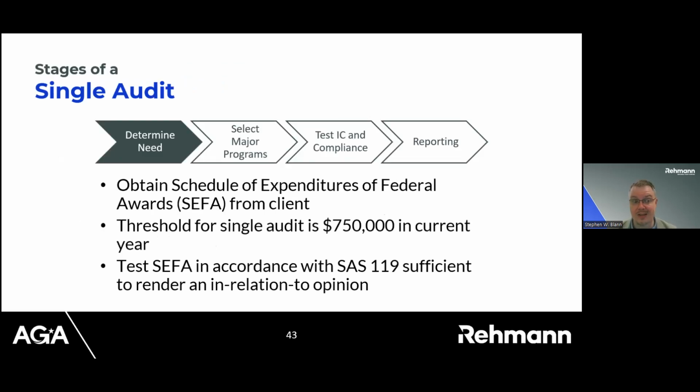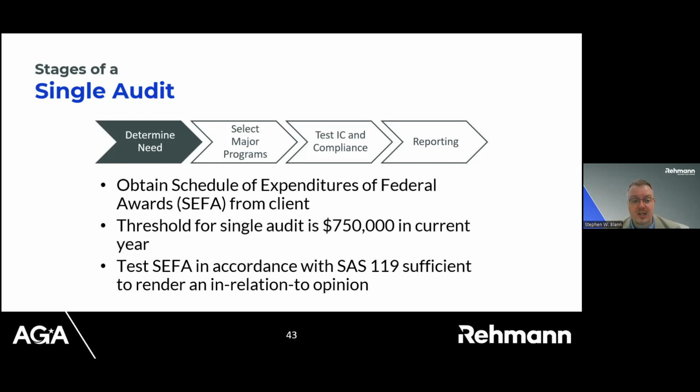Stage 1, do I even need one? Start with the SEFA. That is a schedule of expenditures of federal awards. It's a list of all the grants, not the cash that you got in during the year, the money you spent on those grants. Pass-through entities often say, well, I gave you $800,000, so you need a single audit. Well, you gave me $800,000, but I spent $400,000 of it in fiscal year 1, and I spent $400,000 in fiscal year 2. So both of my fiscal years were under $750,000, and I didn't need a single audit. That would be the correct answer.